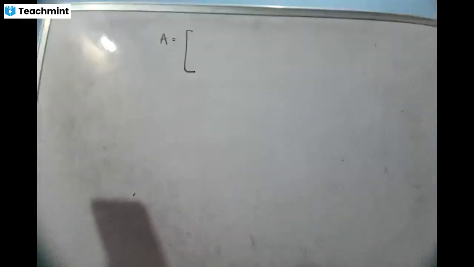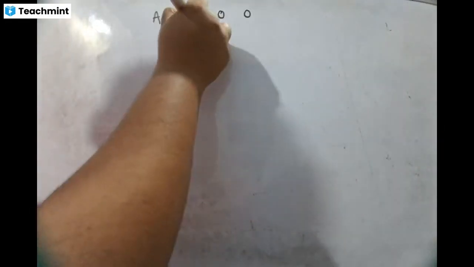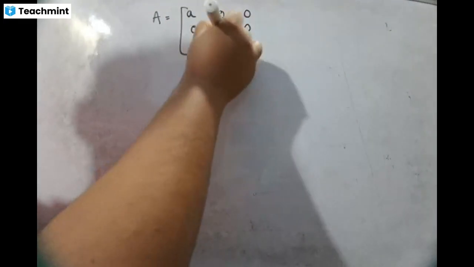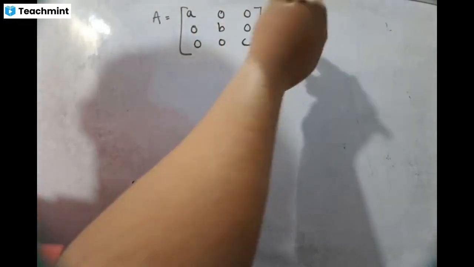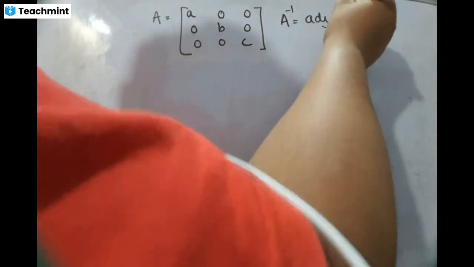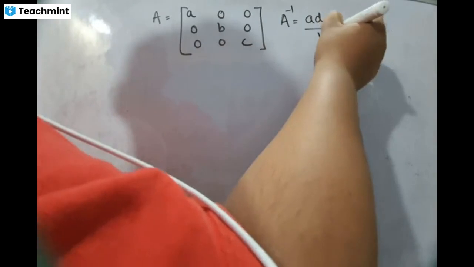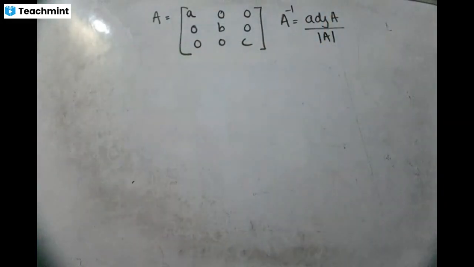So question number 8, everyone. If A, B, C are non-zero real numbers, then I have to find the inverse of the matrix. Capital A is equal to A 0 0, 0 B 0, 0 0 C. So I have to find the inverse, and you know the inverse. How do you find the inverse? Adjoint A divided by determinant A. This is the formula, isn't it?